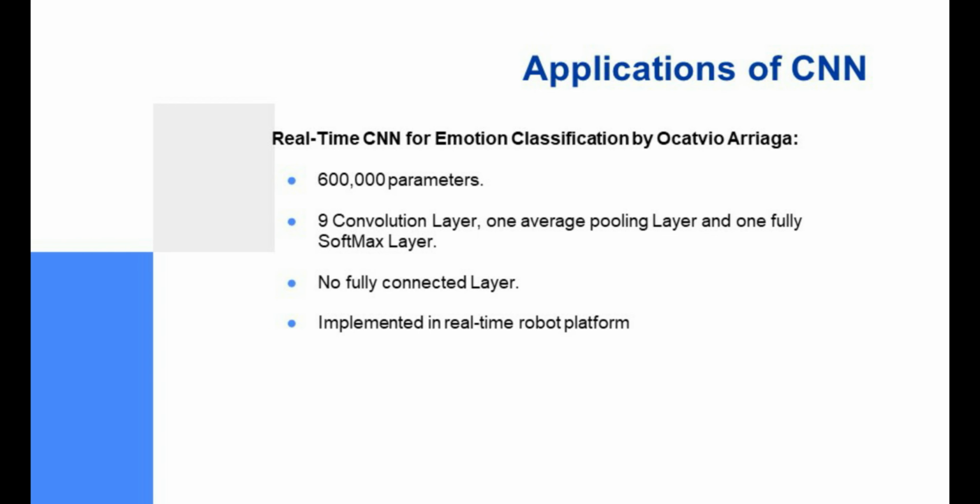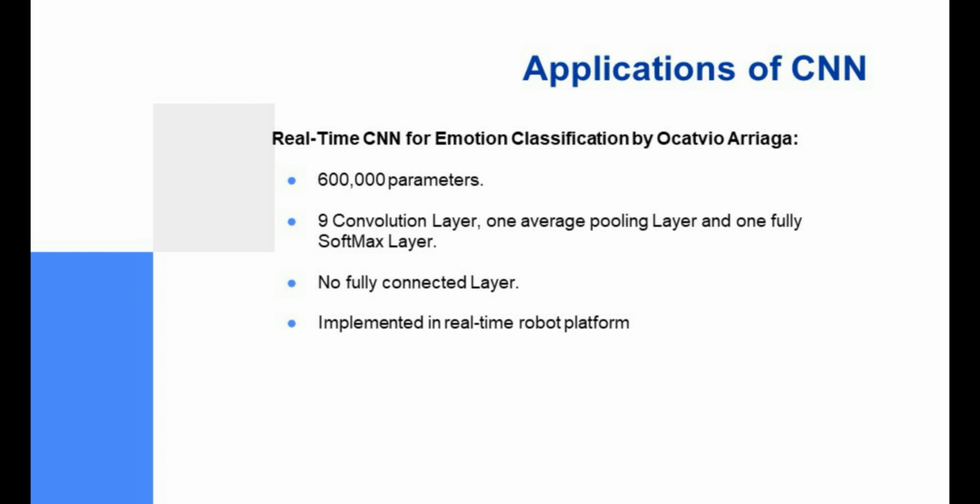Now we will move on to real-time CNN for emotion classification. Here, the authors implemented a convolutional neural network in real time on a robot platform which has limited hardware capabilities, for emotion and gender classification. They proposed two CNN models. Both models were designed to provide a good accuracy to size ratio.